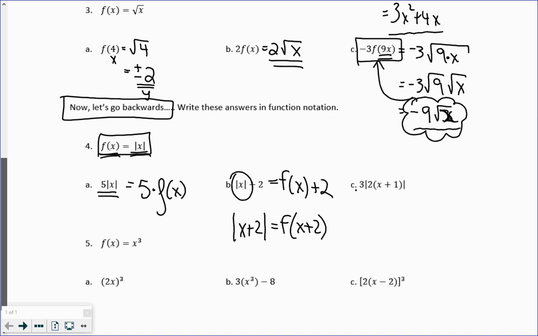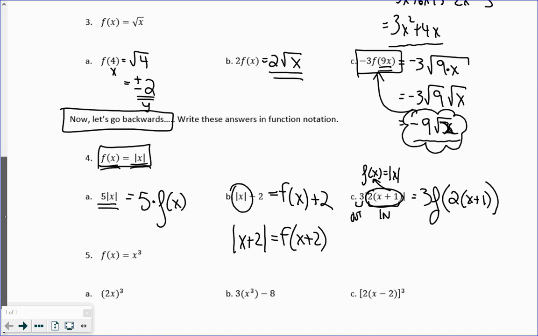So here, the 3 is outside the absolute value sign, and all of this is inside the absolute value sign. So remember, my f of x is absolute value x. So it's going to be 3 times f, and then all of this has to go inside the function, like that. Okay? So for number 5, x cubed is my original.